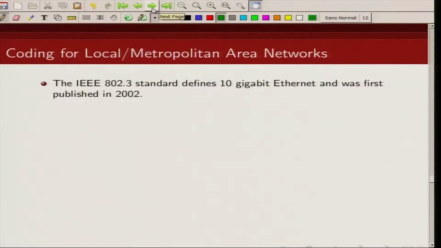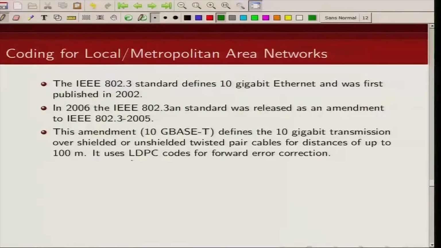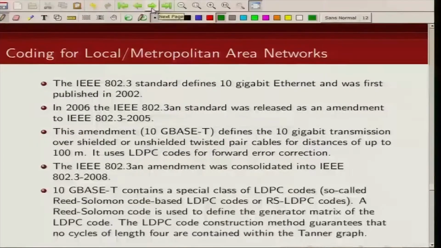Now, for 10 gigabit Ethernet also, LDPC codes have been suggested. So, LDPC codes have been used for forward error correction here for 10 gigabit Ethernet transmission, and it uses a Reed-Solomon code based LDPC code. So, the Reed-Solomon code is used to define the generator matrix of the LDPC code, and this construction ensures that there are no 4-cycles in the LDPC code.